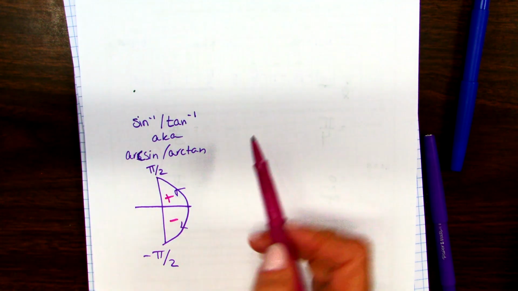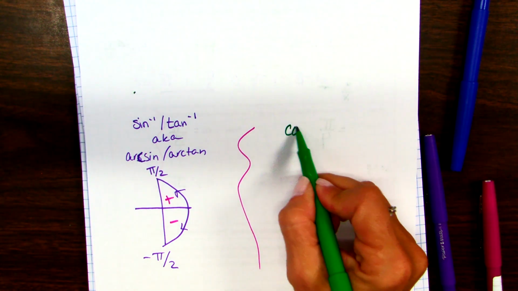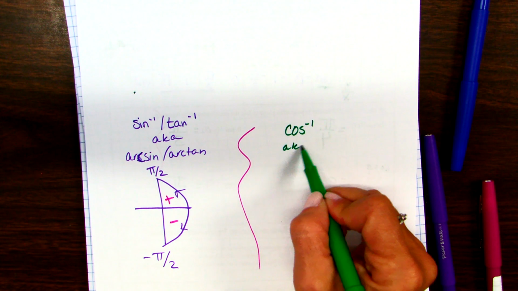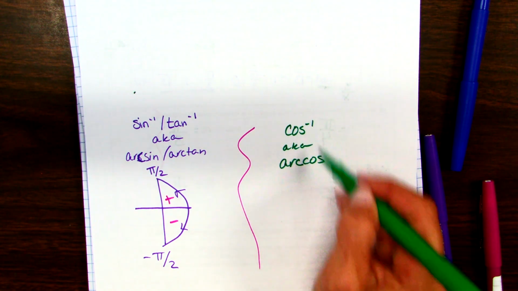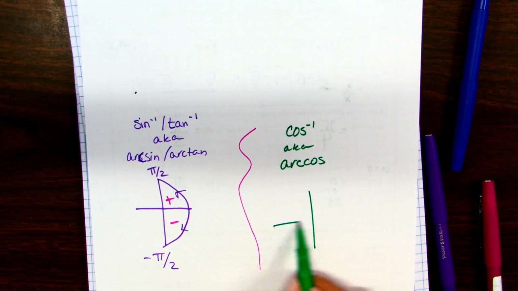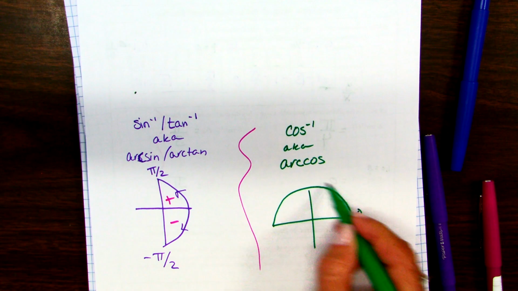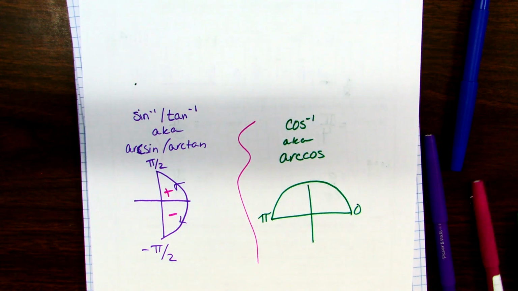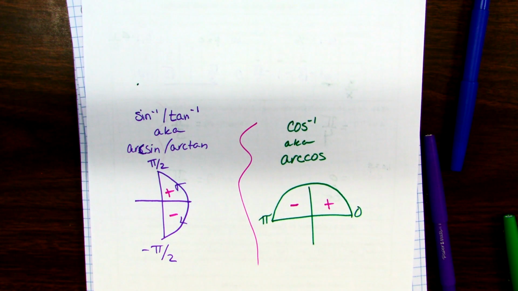This is something you have to know. Okay? And then cosine, also known as arc cosine, means the same thing. It uses what we call sunrise, from 0 to pi. We're positive in this quadrant and we're negative in this quadrant. Okay?